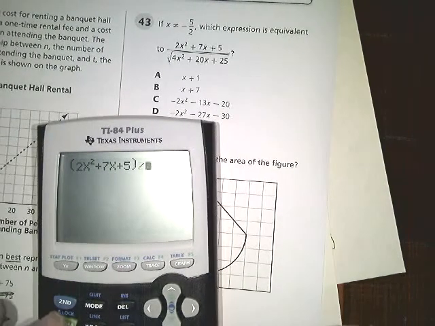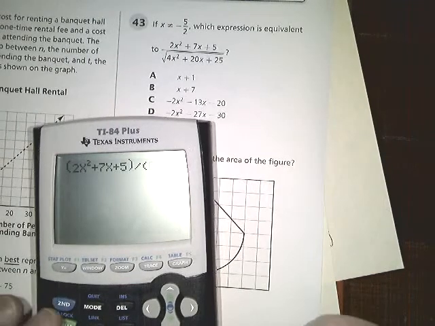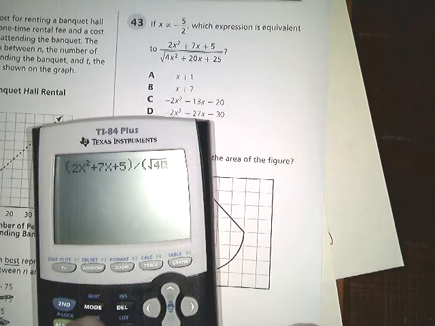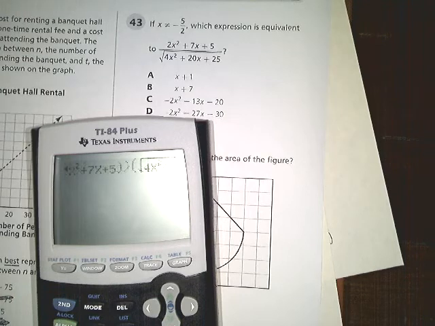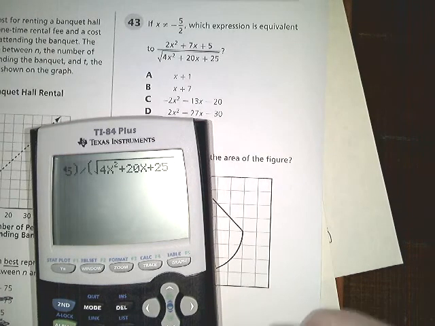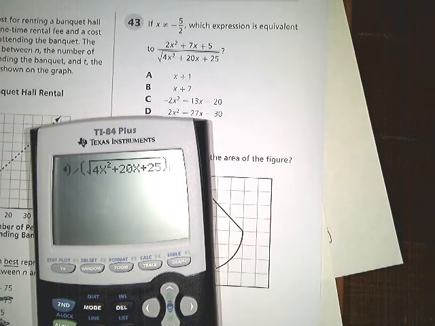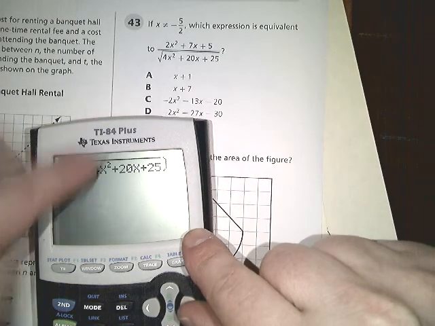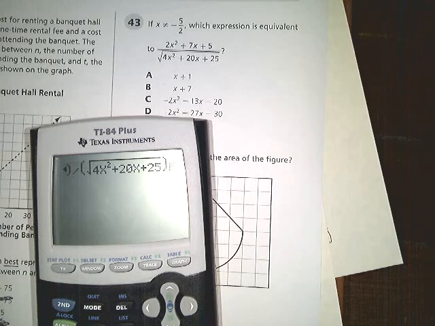That's the top part, and I'm going to divide that, another parentheses here, make sure you have that parentheses, and then I'm going to put something under the square root. What's going under the square root is 4x squared plus 20x plus 25. I'm going to close that out. If you're using a TI-73, you're going to have a parentheses, a square root, and a parentheses that opens up, and at the end you'll have to close with two parentheses. So if you're using something other than the TI-84 Plus, you're going to have to do something else.